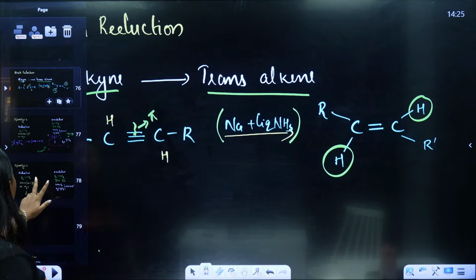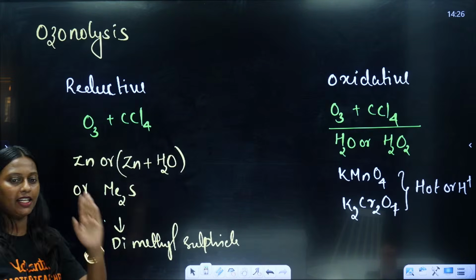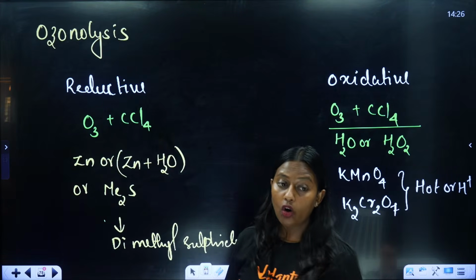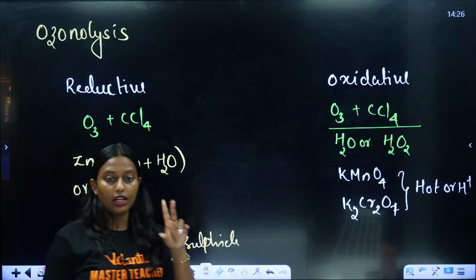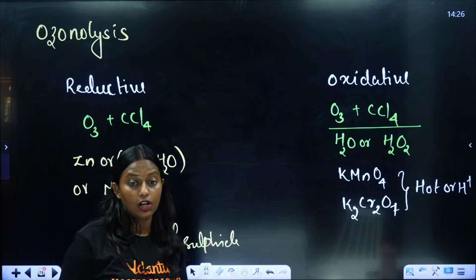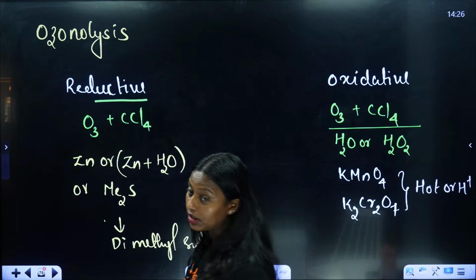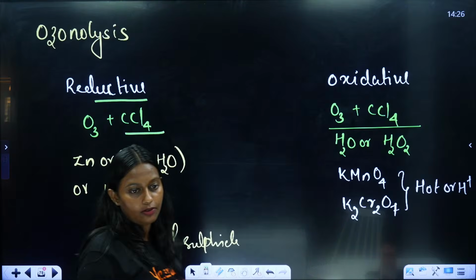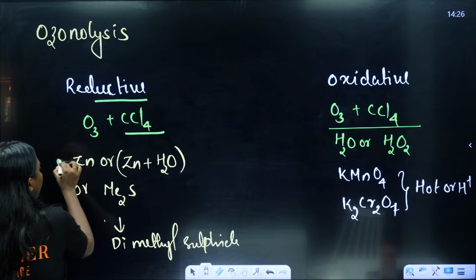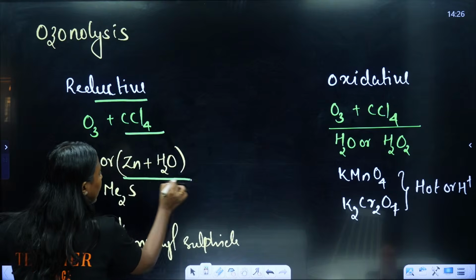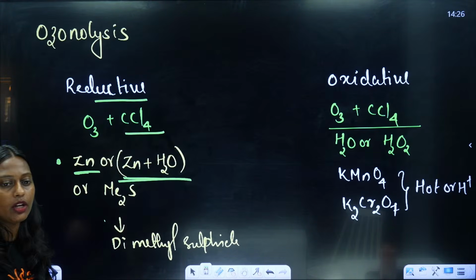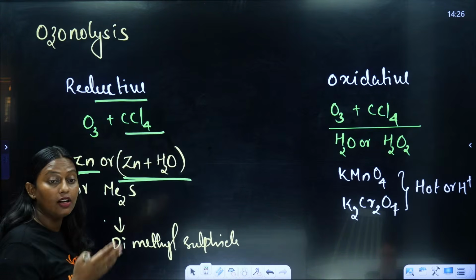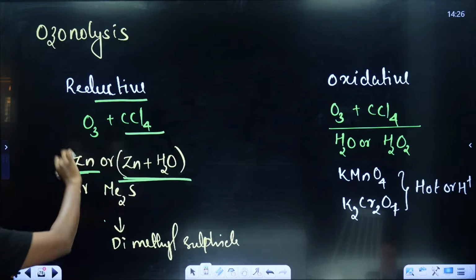Next we are moving to ozonolysis. You know ozonolysis, like breaking a house. Ozonolysis is of two types: one is reduction and another is oxidation. In reductive ozonolysis, O3 and CCl4 are necessary. Here you can see zinc in water that we are taking as a reagent, or dimethyl sulfide also we can take as a reagent in reductive ozonolysis.